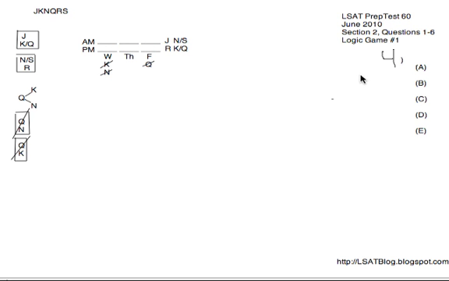Next, number 4, if K was given on Friday morning. So if K were on Friday morning, then of course we know that K is not going to satisfy the J rule.